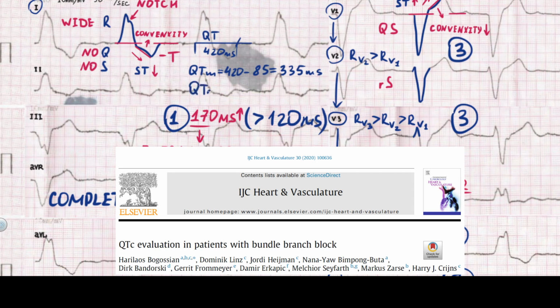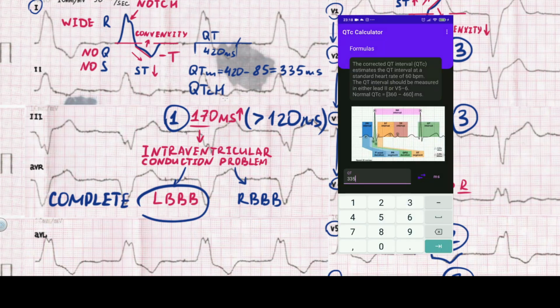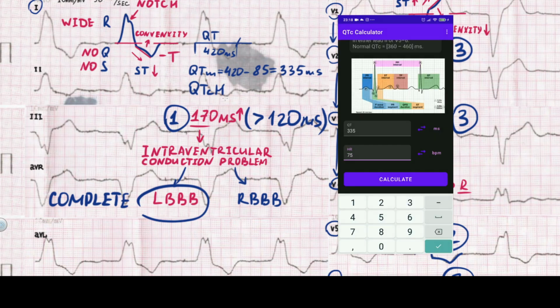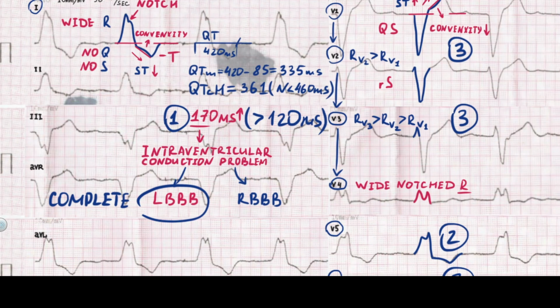Now let's calculate the corrected QT interval. Remember that the heart rate was 75 beats per minute. For this I use an app on my phone, the link will be in the description. The most accurate formula for corrected QT in case of left bundle branch block is the Hodges formula. So corrected QT is equal to 361 milliseconds, which is in the normal range. Also you can use the Fridericia formula, but it is less accurate. The Bazett formula is inaccurate in case of left bundle branch block.